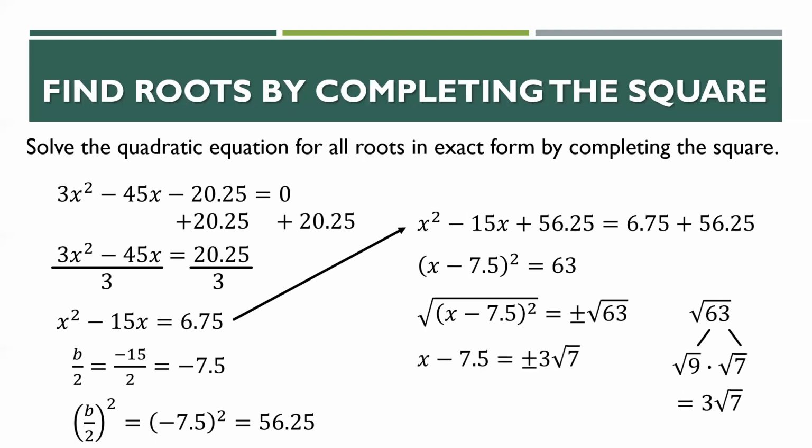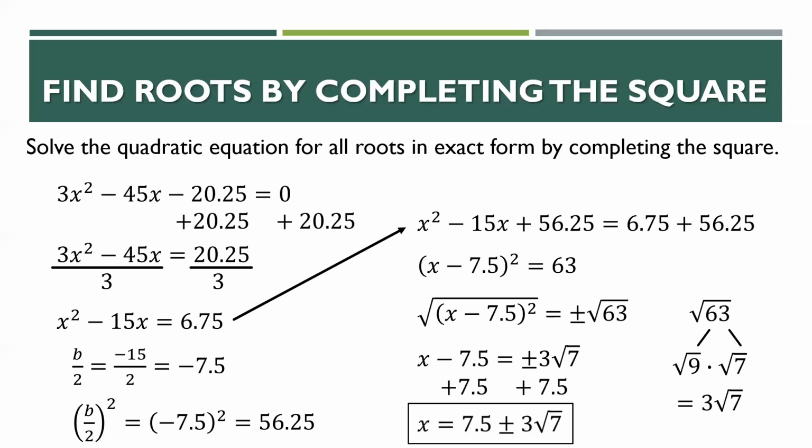So here's what it looks like now. x minus 7.5 equal to plus or minus 3 square roots of 7. My last step to get x by itself is to add the 7.5 over. So my final answer, my 2 roots, x is equal to 7.5 plus or minus 3 square roots of 7.